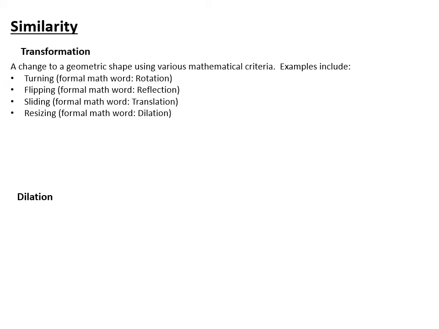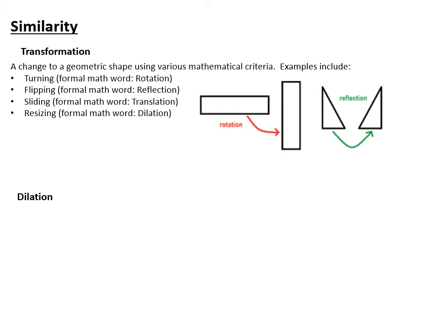So working with similarity, we have some definitions. A transformation is a change to a geometric shape using various mathematical criteria. Examples include turning, the formal math word is rotation; flipping, the formal math word is reflection; sliding, the formal math word is translation; and resizing, the formal math word is dilation. Here's an example of a rotation and an example of a reflection.